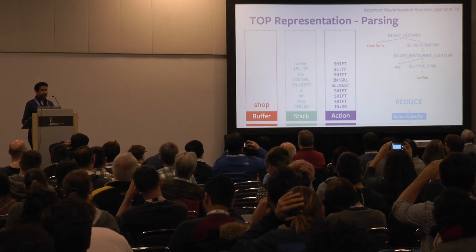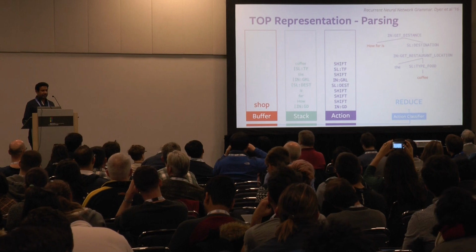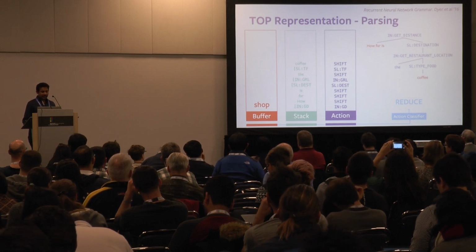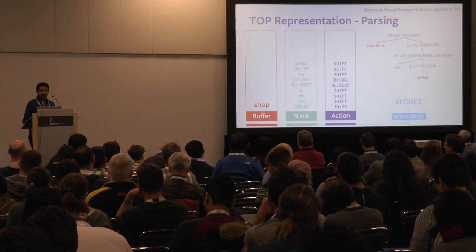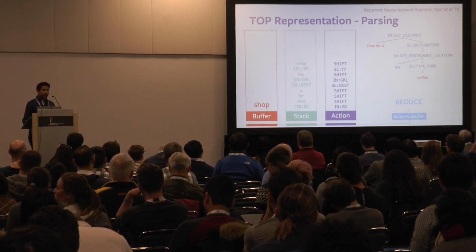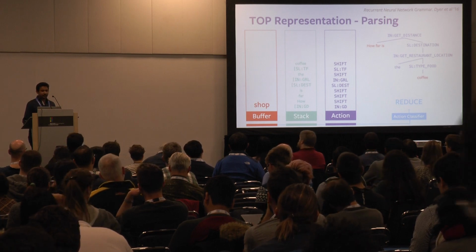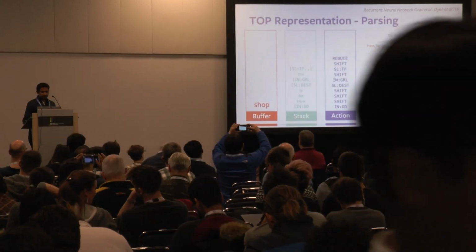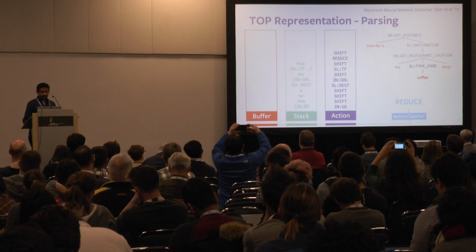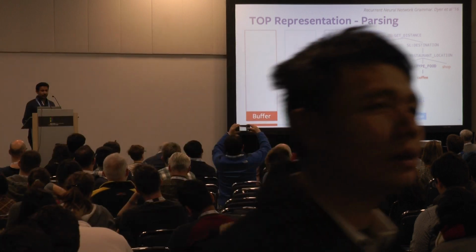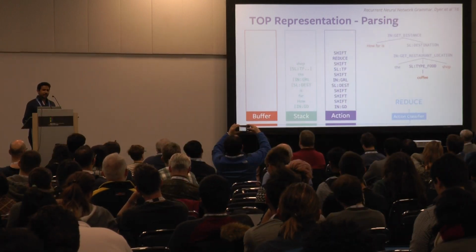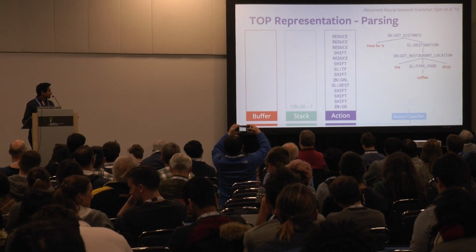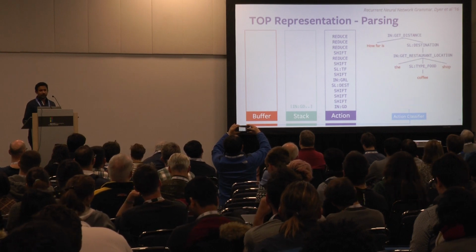So when you hit a reduce method, you finalize a subtree, in this case, the slot type food subtree, and modify your stack so that you now have a composition, a representation of that subtree instead of all the elements in the subtree. So we finalize type food. Then once the buffer is empty, all you can do is reduce and finalize the rest of the subtrees. So keep going on, and ultimately you have a full parse tree.